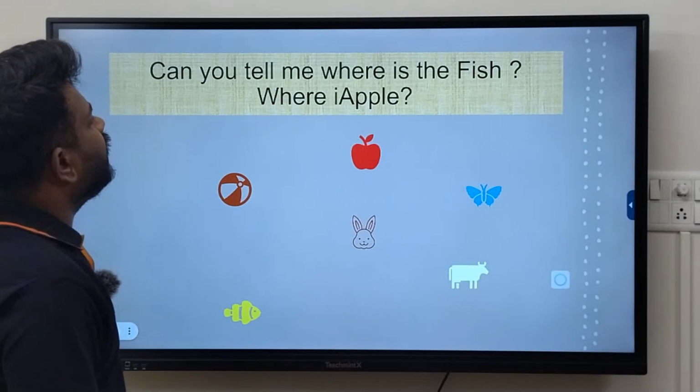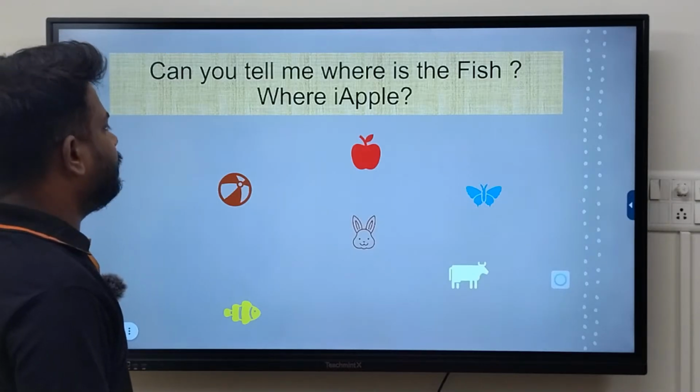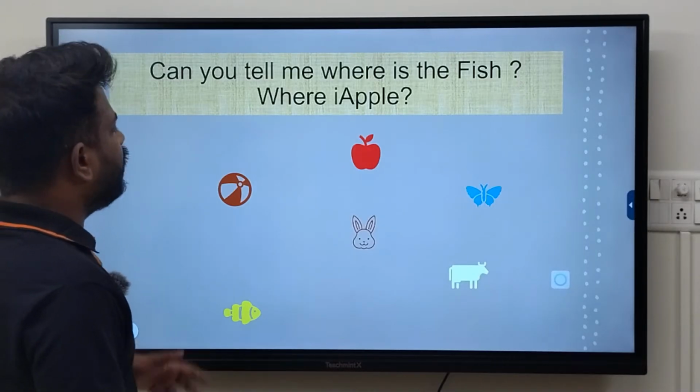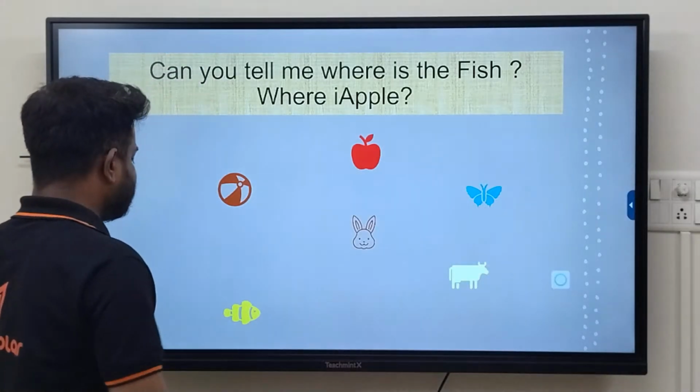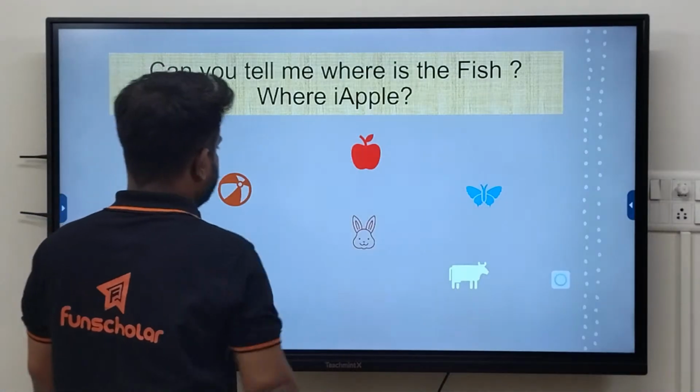Can you tell me where the fish is, where the apple is? Apple, Apple's logo. So here is the fish and here is the apple.